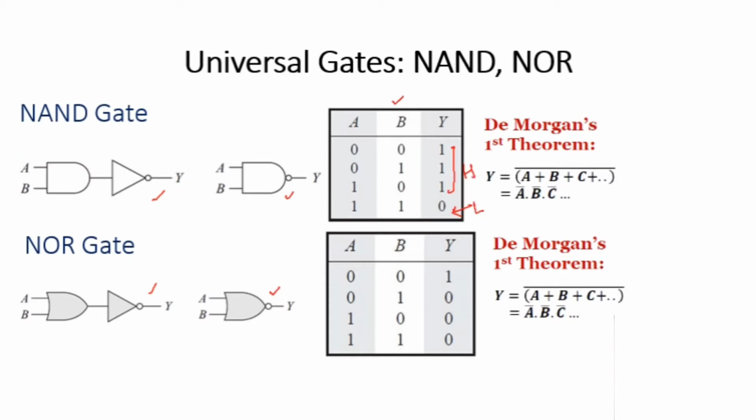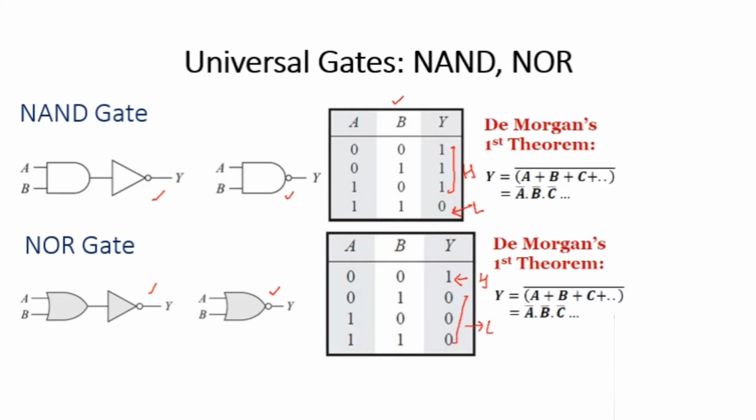Similarly, for an OR gate we were getting a high output when any of the inputs were high, and a low output when all the inputs were low. But the NOR gate is the reverse of this OR gate. So if both the inputs are 0, I am getting the high output, and for the rest of the three cases I am getting a low output.